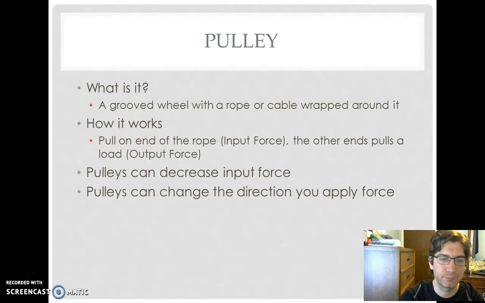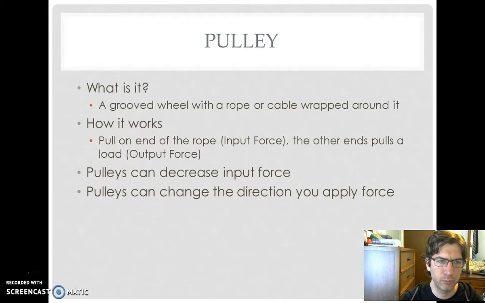So a lot of times, if it's just a single pulley and how you rig it up, it's not really going to give you much of a mechanical advantage at all, but it will be able to change the direction that you apply the force. And just due to other forces in nature, such as gravity, it's a lot easier to pull things down than it is to pull things up. So pulleys do make that a little easier because gravity can help with your input force.